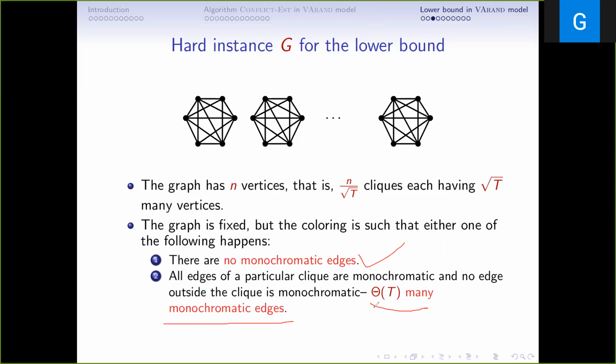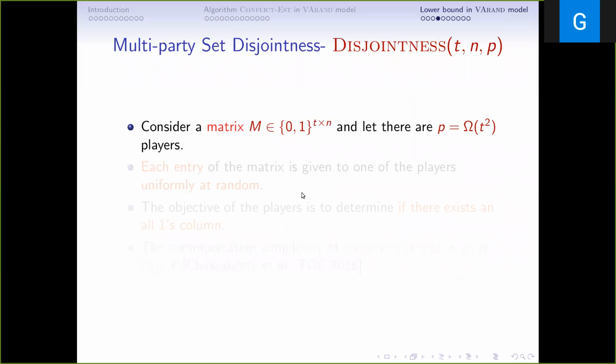Moreover, if the graph has roughly T many monochromatic edges, all the monochromatic edges belong to one clique. That means two cases: either no edge is monochromatic, or there are theta T many monochromatic edges that are concentrated in one clique. This is our description of the hard instance.